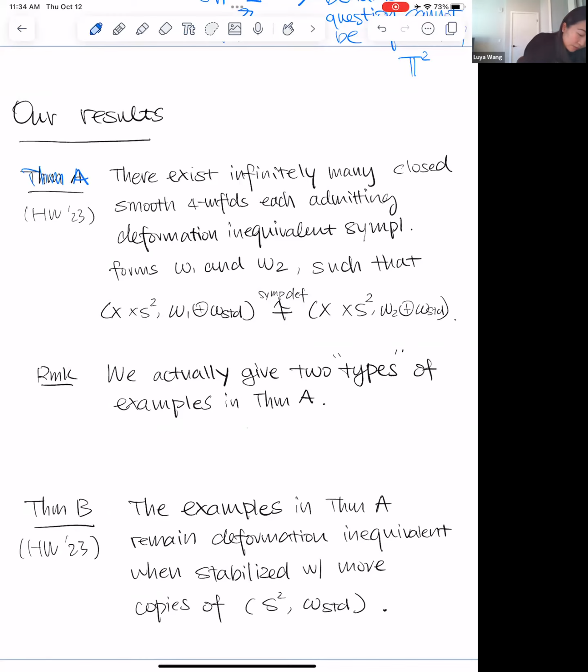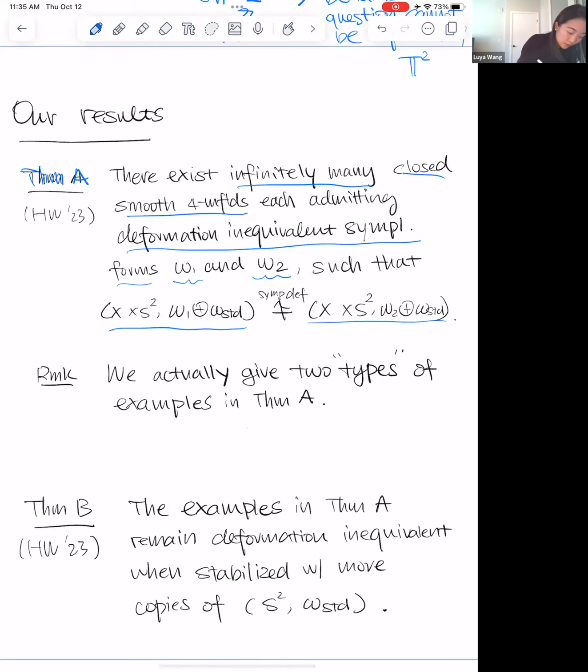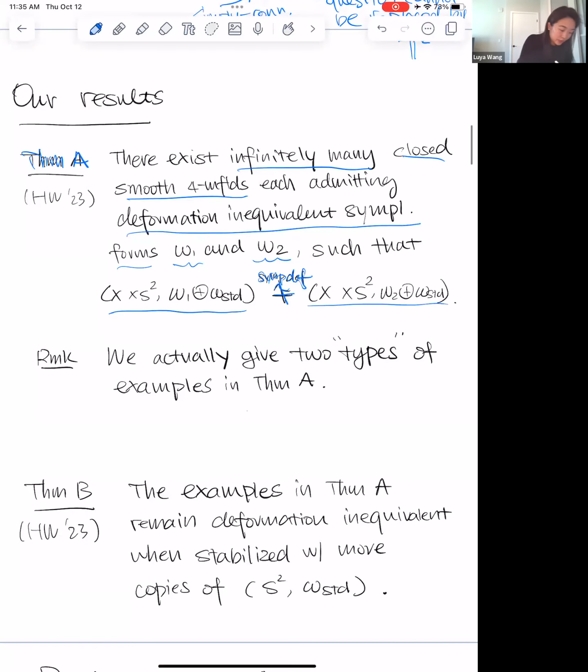A, we found infinitely many closed smooth four manifolds, each admitting deformation inequivalent symplectic forms, omega-1 and omega-2, such that when you stabilize them, the six manifolds are still symplectic deformation inequivalent. And so in particular, this will be a counterexample to the Donaldson 4-6 question in the forward direction. So we have diffeomorphic manifolds such that when you stabilize them, the symplectic structures are non-deformation equivalent.